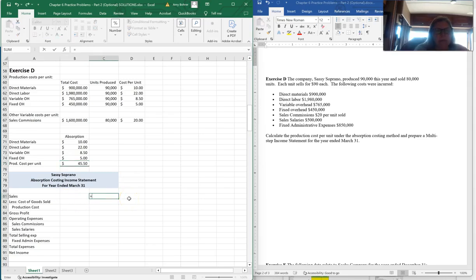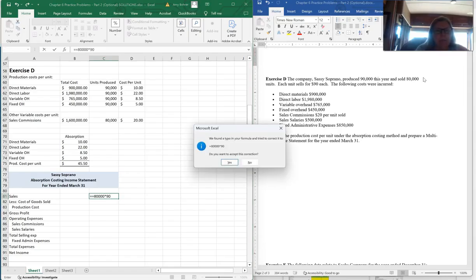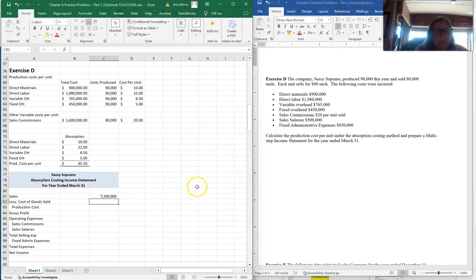Our sales were $90 per unit and we sold 80,000 units. So 80,000 times $90 per unit gives us $7,200,000 worth of sales. What was our production cost? We already calculated it's $45.50 per unit. So we're going to take the 80,000 units we sold, multiply that times $45.50. So we get $3,640,000 of production costs. So what's our gross profit?